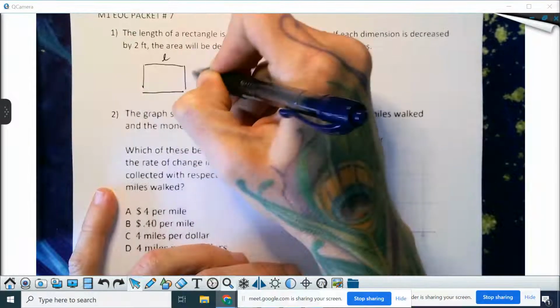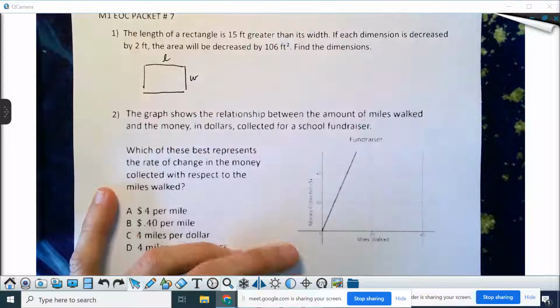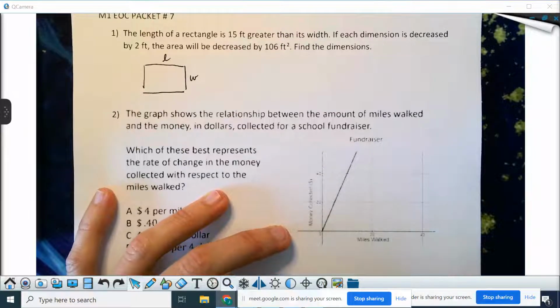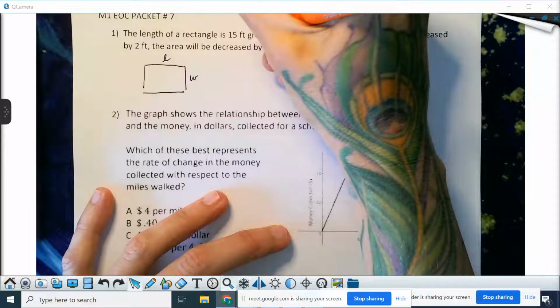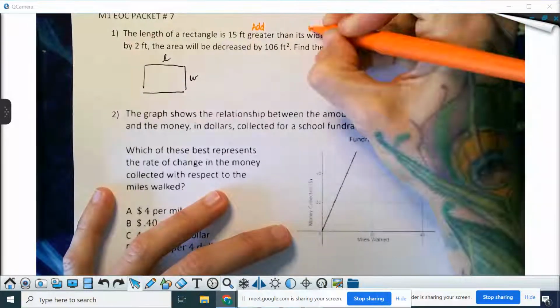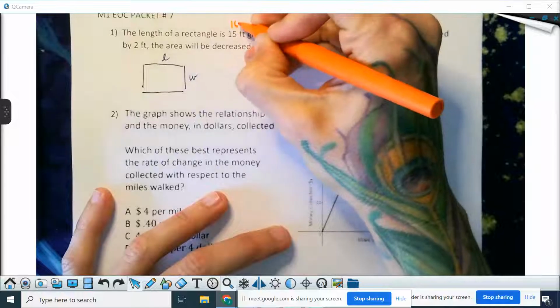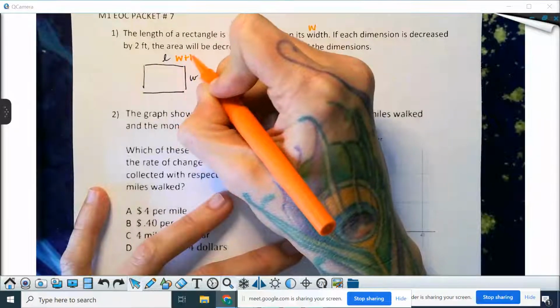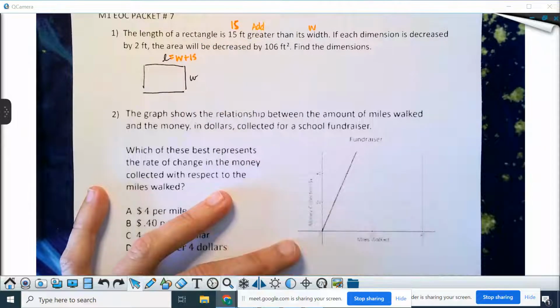And we know we have a length and a width for a rectangle. It says the length of a rectangle is 15 greater than its width. So greater than its width means we're definitely going to add 15 to the W, to the width, right? That's what we're looking for. So W plus 15 is going to be our width, or our length, I'm sorry.